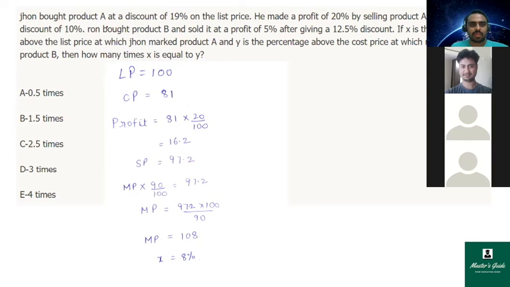Okay, so here I'm given a list price, so I'm taking the list price as 100. A discount of 19% on list price means my cost price is going to be 81. This is my list price and my cost price has become 81. So he made a profit of 20% by selling the product A after giving a discount of 10%. As I said, profit and loss, everything would be calculated on cost price only.